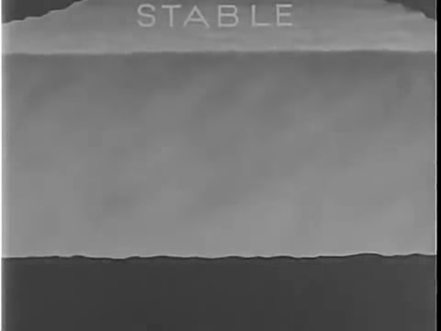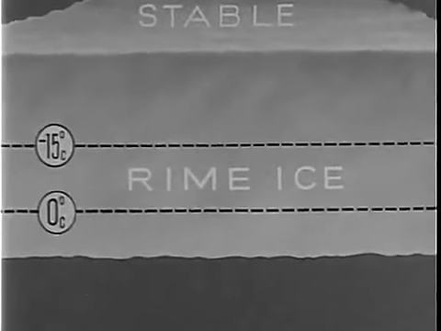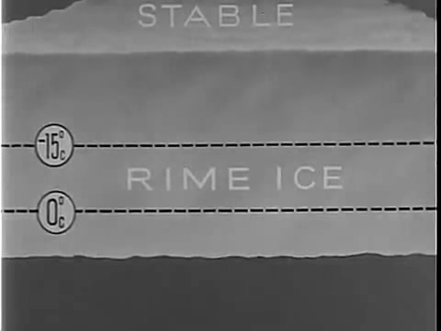All clouds contain moisture. Wherever this moisture is accompanied by temperatures below freezing, ice will form on aircraft. When clouds are formed in stable air at freezing temperatures, and are composed of a comparatively small number of tiny water droplets, conditions are right for the formation of rime ice. Rime ice usually occurs at temperatures from 0 to minus 15 degrees centigrade.